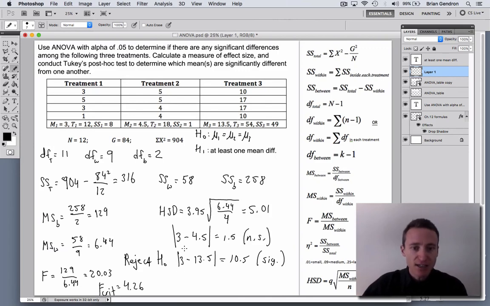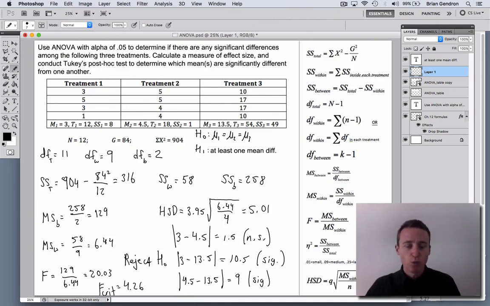And then last but not least, let's compare treatment 2 to treatment 3. Treatment 2, the average was 4.5. For treatment 3, the average was 13.5. That's an absolute difference of 9. 9 is larger than your HSD value of 5.01, and so that is also significant. Okay, so that concludes this problem.